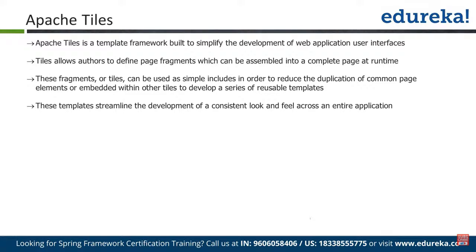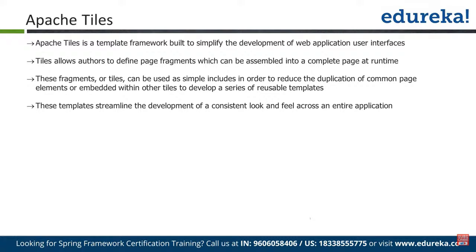Apache Tiles is also a templating framework, which is built to simplify the development of a web application's user interface. With the help of Apache Tiles, it's very easy to develop a UI for your application. Tiles allow authors to define page fragments, which can be assembled into a complete page at runtime. Rather than defining the complete page in one single JSP or one single HTML, we define the pages in fragments so that it can reduce the lines of code for your application.